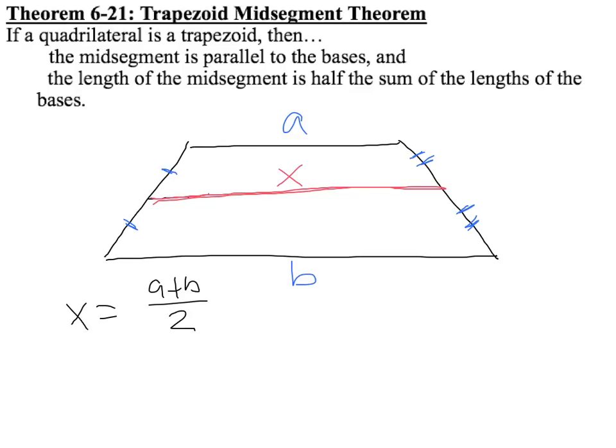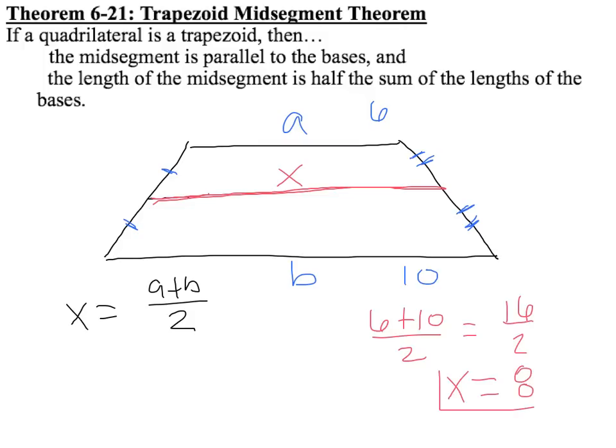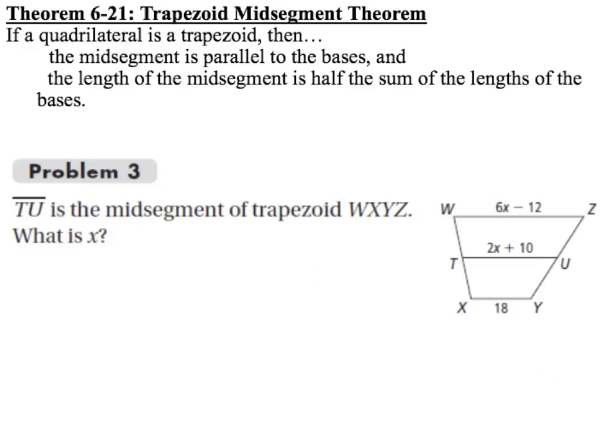So let me try to put some actual numbers in there that will help you. Let's say this was 6, down here was 10, then X would be equal to 6 plus 10 divided by 2, which is equal to 16 divided by 2, so X would be equal to 8. So it's adding your two bases up and dividing by 2 to find your midsegment.